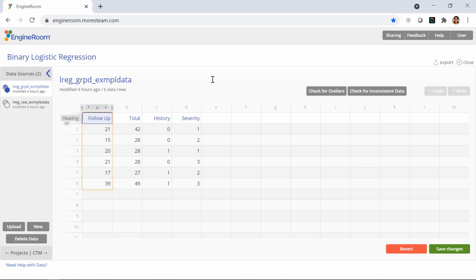The follow-up column shows the number of patients presenting for follow-up. The total column gives the total number of patients corresponding to each unique combination of history and severity, and the two predictor columns show the levels of history as 0 or 1 based on whether they have the condition, and severity as 1, 2, or 3, with 1 indicating low severity and 3 the highest level of severity. Such data showing counts of a binary outcome in groups are said to be aggregated or grouped.